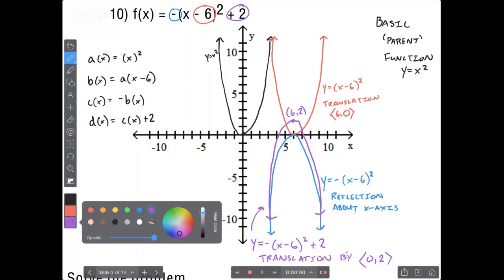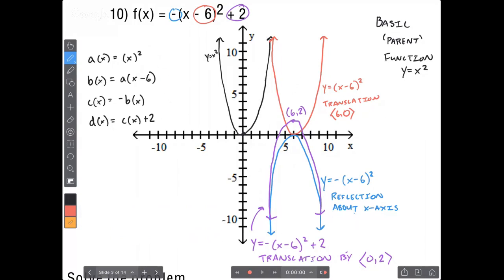Or posed even another way, because we're having so much fun now, we might even say that if we had a of x equals x minus 6, and b of x equals x squared, and c of x equals negative x, and d of x equals x plus 2, then f of x equals d of c of b of a of x.